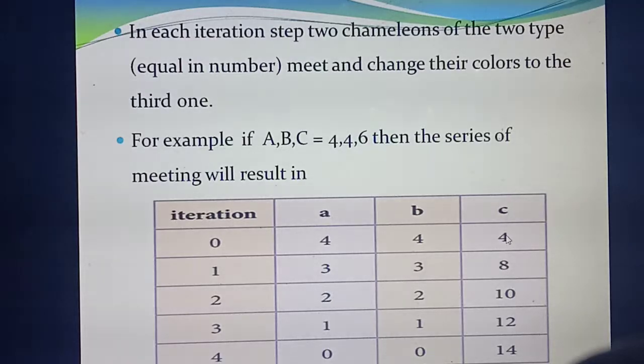How you need to count? First, listen. First you need to add these 3 columns. What are the numbers in the 3 columns? 4 plus 4. So this is not 4 plus 6. You need to get the answer as 14 at the last. So what's the value of 4 plus 4? 8. 8 plus 6, 14. Okay, listen, this is the 0th iteration.